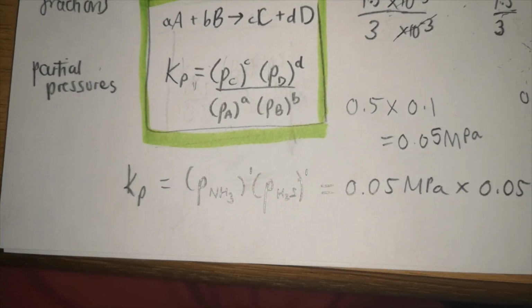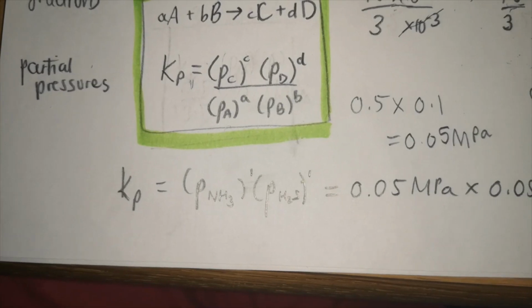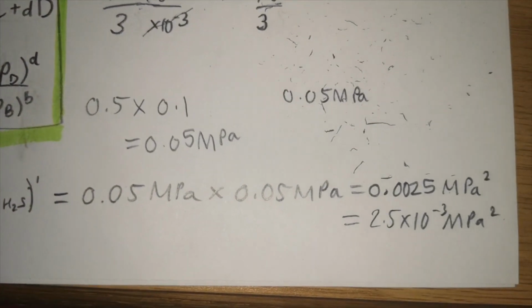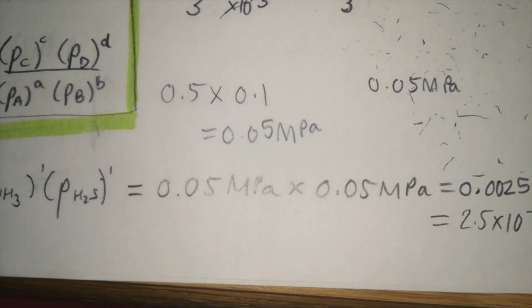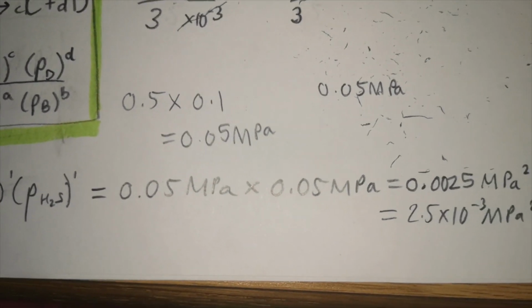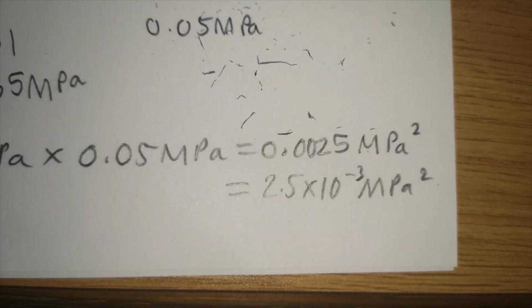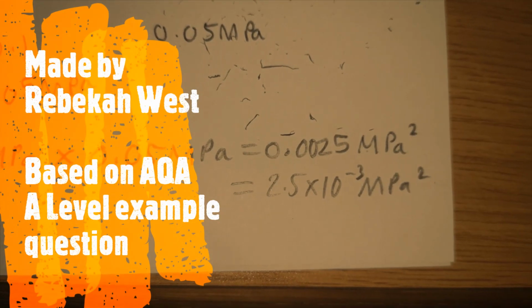The partial pressures of our products are on the top of the equation in the numerator, so it's simply timesing these two together. The units are megapascal squared. Since we timesed a unit of Pascal by another unit of Pascal, the mega is just a prefix. The final result in standard form can be written 2.5 times 10 to the minus 3 megapascal squared.